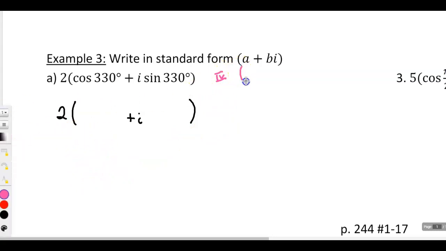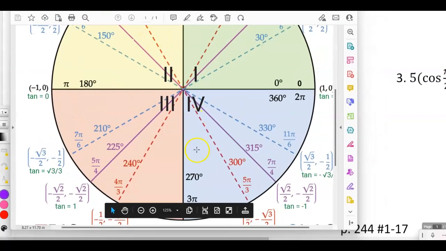Right, all the same questions, right? What's positive? X-coordinate. What's negative? Yeah, so technically this is going to be a minus, not a plus. All right, so if you get the signs down first, then go to here, look at your 330. It's root 3 over 2, comma, negative 1/2.